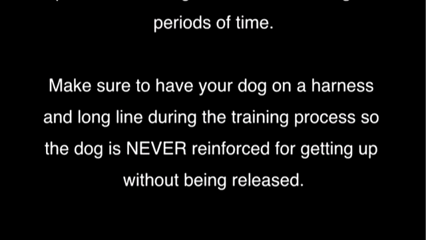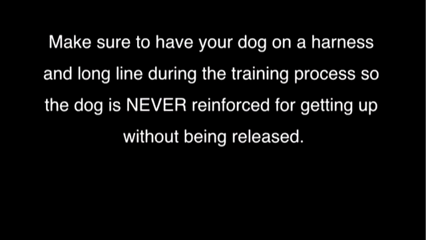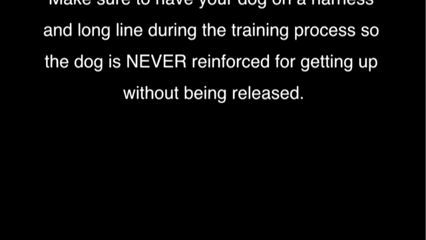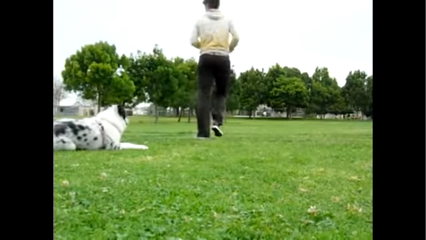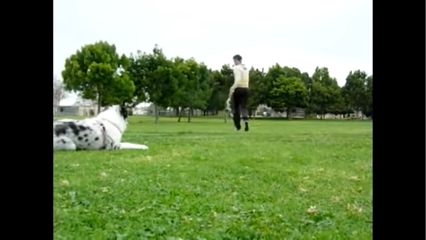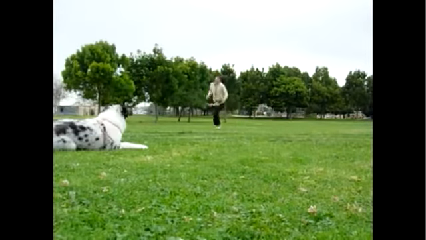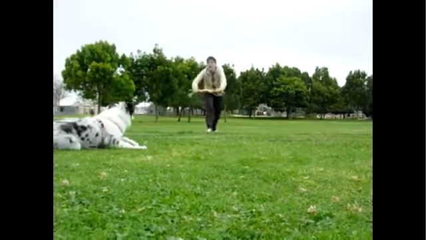Make sure to have your dog on a harness and a long line during the training process so the dog is never reinforced for getting up without being released. Here you can see me combining the distance, distraction, and duration of the stay at the park when my Border Collie was a 13-week-old puppy.